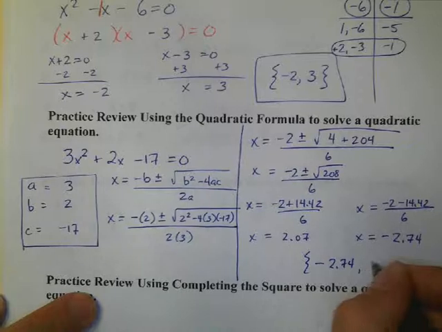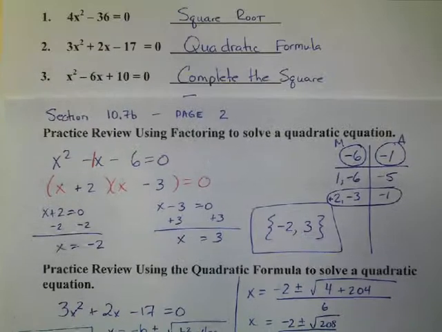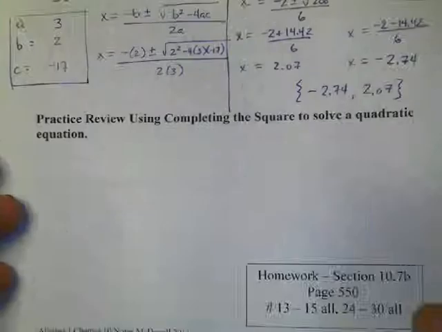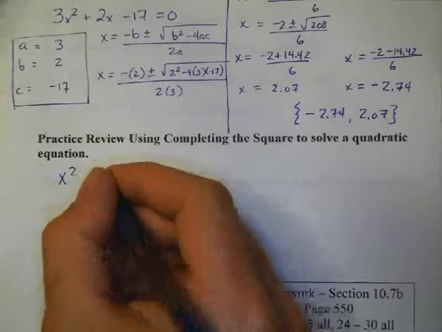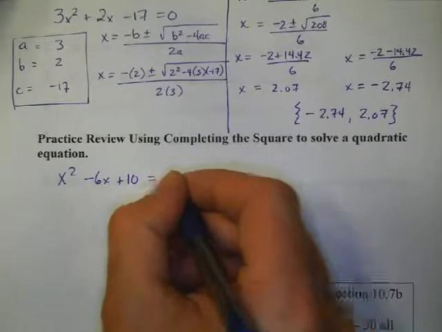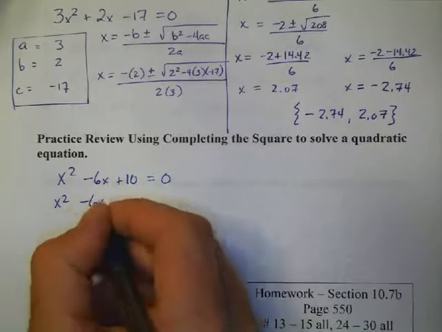Seems I'm having some problems on my calculator here. -2 minus 14.42 divided by 6. Our other side, we have -2.74. So written as a solution set, that's -2.74, comma, 2.07.